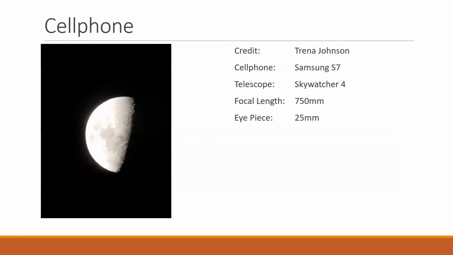Here's another cell phone picture that Trina took through her telescope. Now, she didn't have an attachment. I believe she just kind of tried to maneuver the cell phone to just the right place and then snapped a picture. I actually have tried that on a telescope, trying to get the phone in just the right place. I found it difficult and very frustrating.